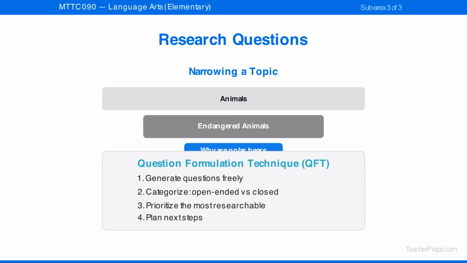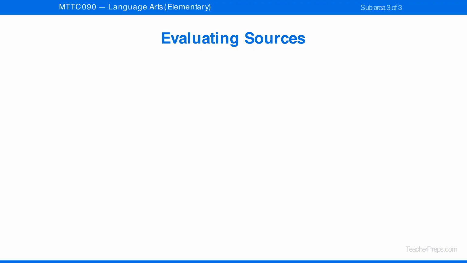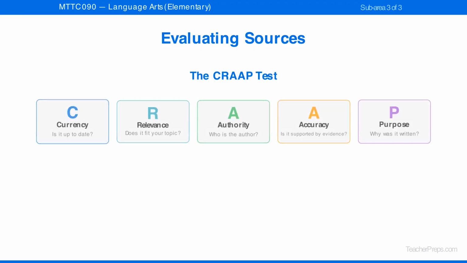The scope of research projects should be developmentally appropriate. First and second graders might investigate a single question with 2 or 3 sources, while fifth and sixth graders can pursue multi-part inquiries with more complex source evaluation. Once students have their question, they need to find and evaluate sources. Print sources include nonfiction books, encyclopedias, magazines, newspapers, atlases, and almanacs. Digital sources include age-appropriate databases, educational websites, online encyclopedias, and multimedia resources. Students can also use people as sources through interviews with experts or community members.